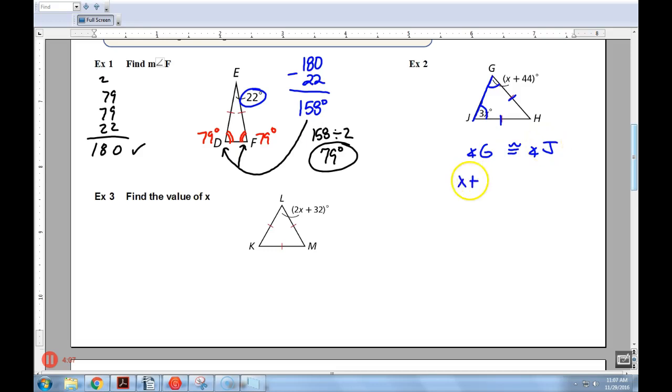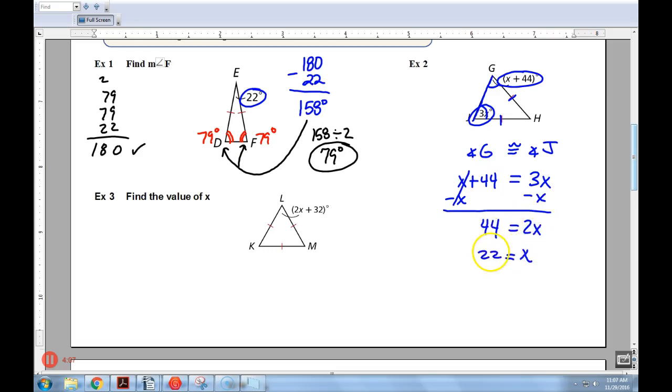I know that x plus 44 has to equal 3x because those are the two in those positions. And I crank them out and I solve this equation. I'm going to minus an x from both sides. And I get 44 equals 2x, so x must be 22. So I solved for x. It didn't really say what I had to figure out. Let's just plug it in and make sure it works.